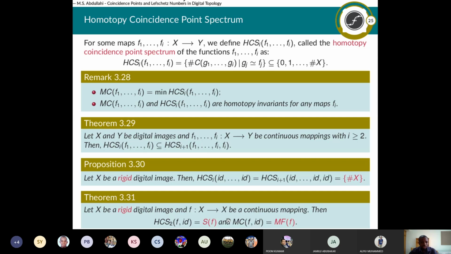And one result we have is that whenever we suppose our image is rigid and we have any continuous function f, then the homotopy common fixed point spectrum of the two mappings, f and the identity, will reduce to the fixed point spectrum of the function f, and the minimal coincidence number between the two functions will reduce to the minimal number of fixed points of the function f.